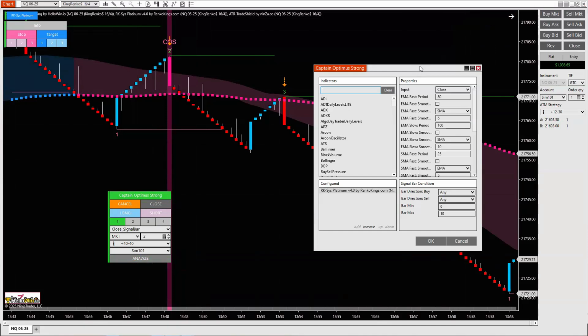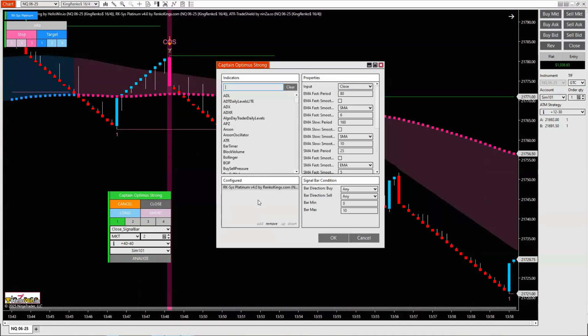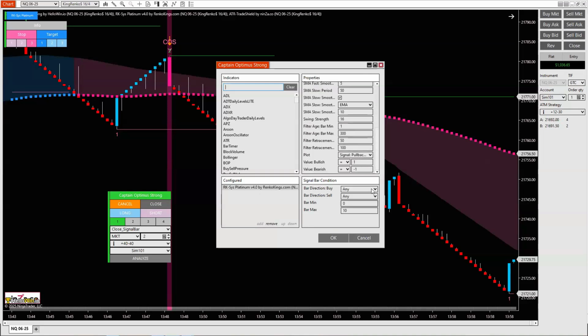So with Captain Optimus, once you identify what you want to copy, so RK System Platinum in this case, you go down here and you pick this one here. And this one here would only then pick that first signal in a direction with RK System Platinum. So pretty cool. Pretty cool.